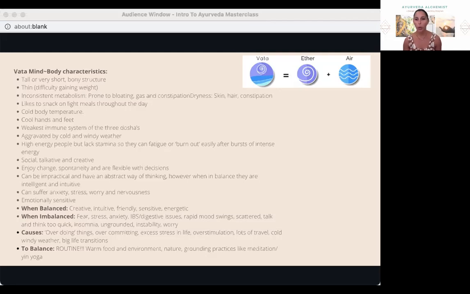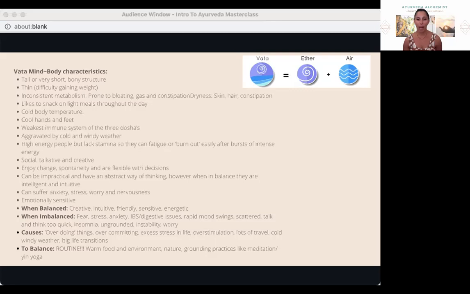Like I said, social, talkative, they can be very impactful in the way that they think because they have a very abstract way of thinking. They can be very intuitive as well. So a Vata person sounds like you, Jen. Sarah in the comments there. Yep, you're definitely Vata. And they can be very emotionally sensitive.